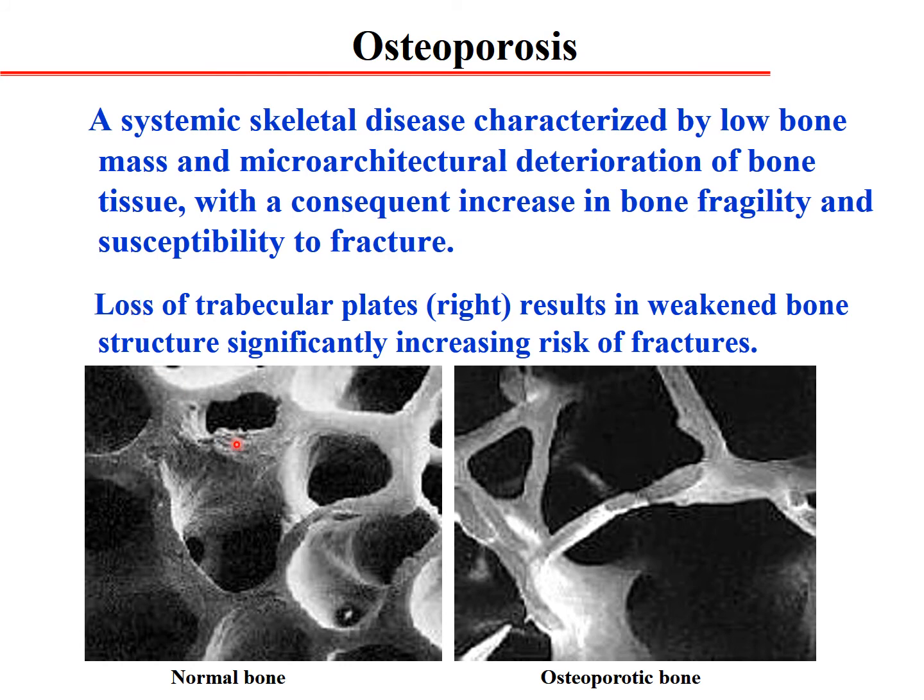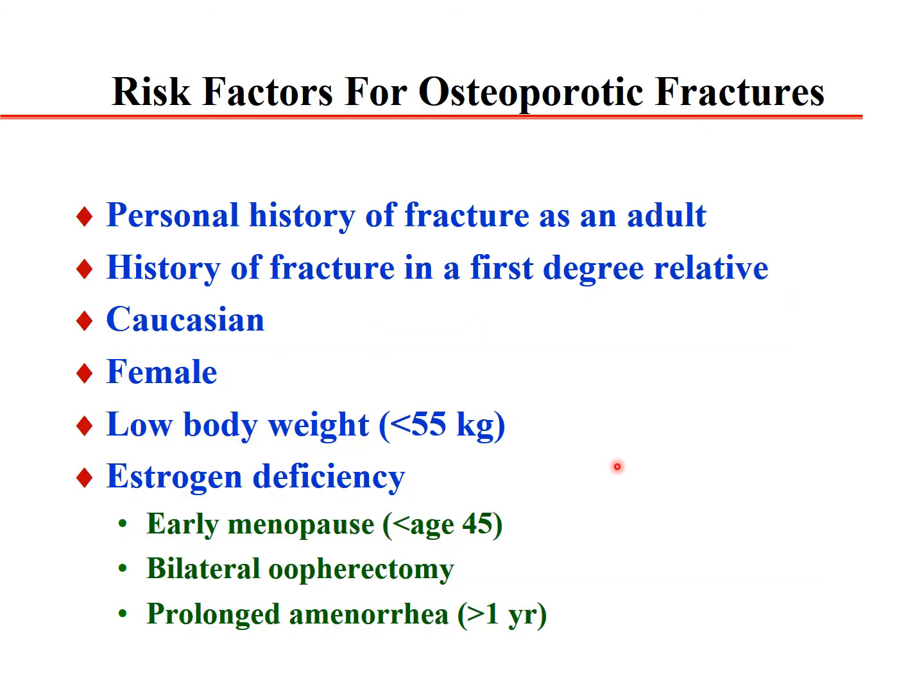Now, if you look at these two graphs, you can see that on the right side we have an osteoporotic bone with a loss of trabecular plates, which results in the weakening of the bone, compared to the left one, which has a normal bone structure. And of course, if we have a weakened bone, that will increase the risk of developing any kind of fracture. Now, what are the risks for osteoporotic fracture?